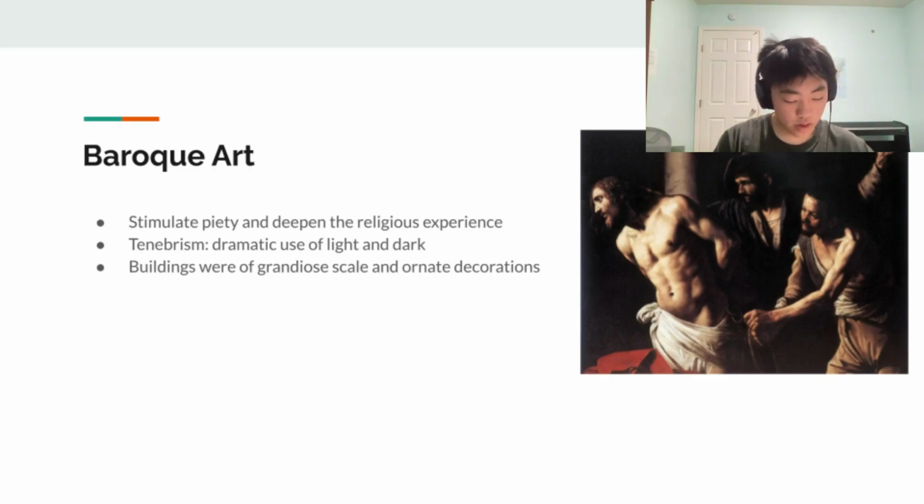Baroque art was supposed to stimulate piety and deepen the religious experience. So they used a dramatic light and dark called tenebrism, and the buildings built during this era were of grandiose scale and had many ornate decorations, which became a problem with many different Protestant religions.